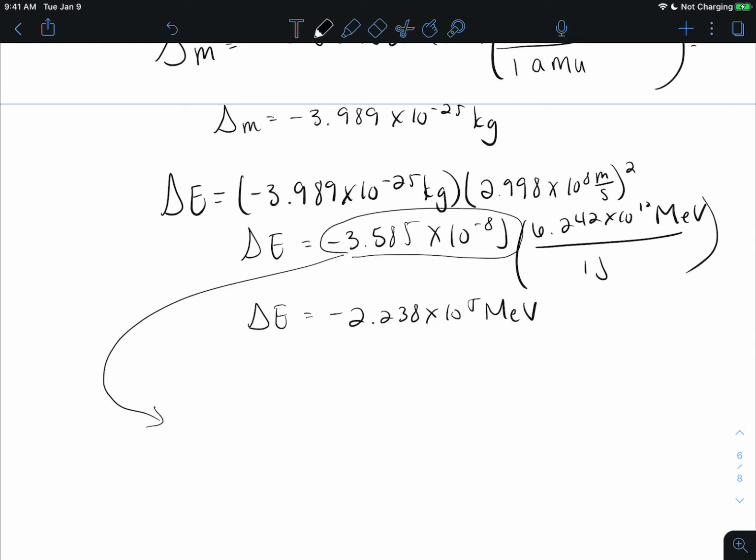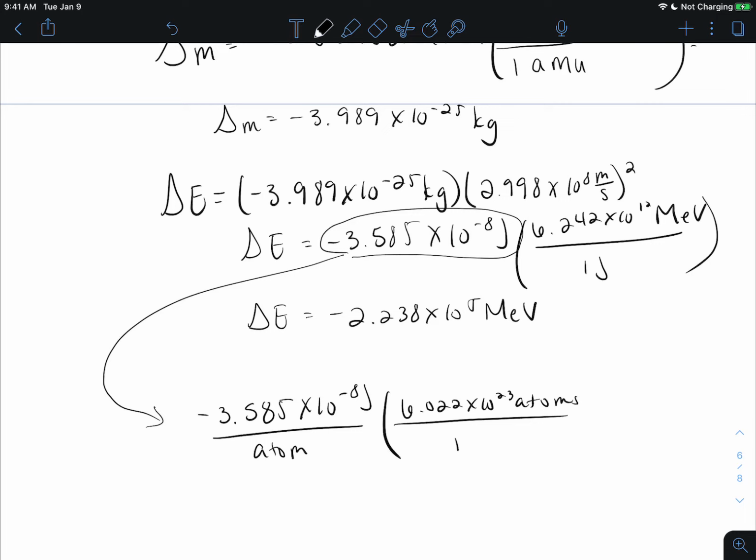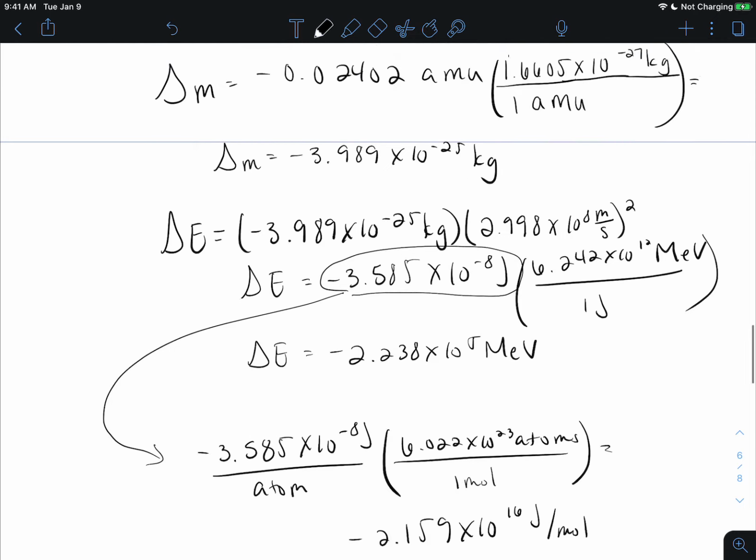We can also take this value right here, which is currently for one atom, and figure out how much it would be for a whole mole of atoms. So the other way you could write this is negative 3.585 times 10 to the negative 8 joules per atom. And then using Avogadro's number, 6.022 times 10 to the 23rd atoms, we can convert it into moles. And when we do that, we get a much more impressive number of negative 2.159 times 10 to the 16 joules per mole. So that's how many joules of energy are released by this fusion process. And that's a lot.